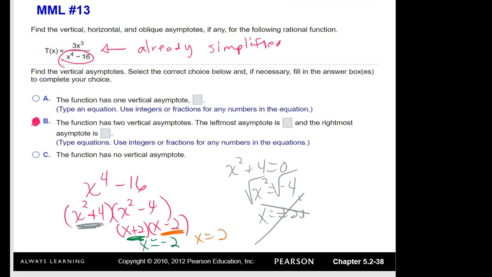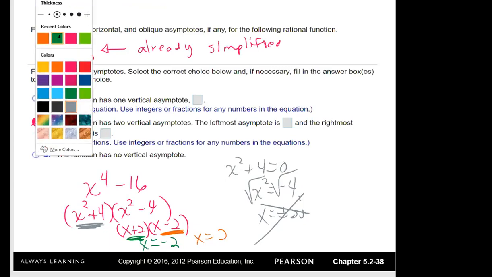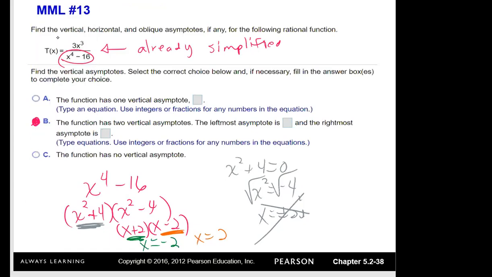Now, they said the leftmost, that means the smaller of the 2, because you're going from left to right, right? So the leftmost would be the smaller, and that would be x equals -2. And then the rightmost would be the larger, and that was x equals +2.